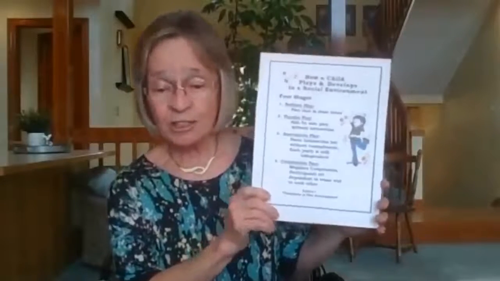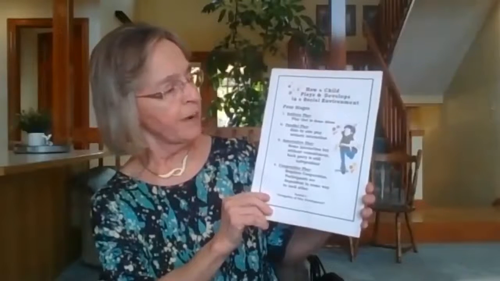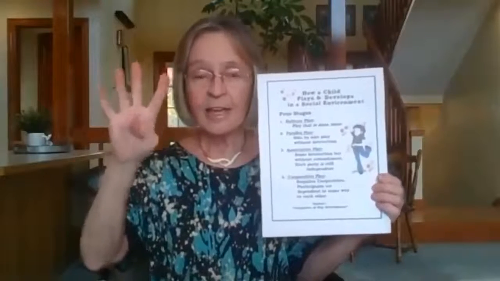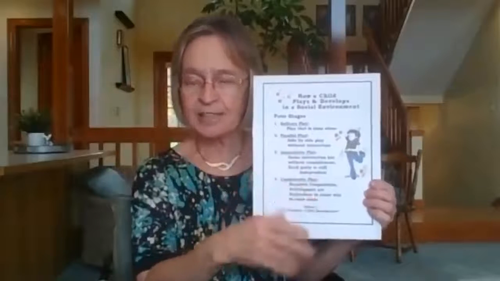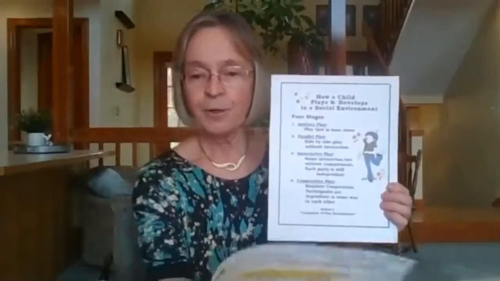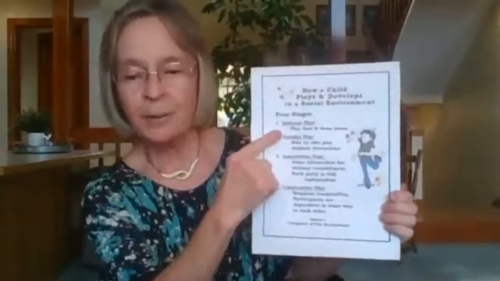So here's what it looks like. Parten's how a child plays and develops in a social environment. He says there are 4 stages. So let's take a real close look at these 4 stages and see how I use these 4 stages in the instruction that I just did with We're Here Because We're Here. The first stage is solitary play. Solitary play is play that is done all by myself. What did we do in We're Here Because We're Here all by ourselves?